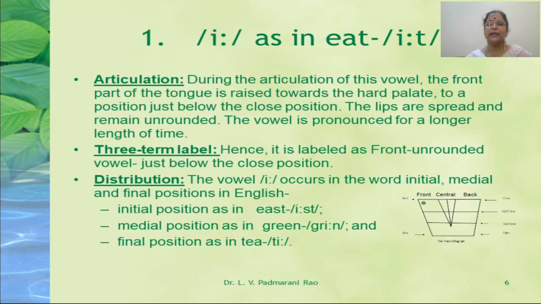Distribution-wise, the vowel E occurs in the word initial, word medial, and word final positions in the English language. The example for the word initial position is east, for the word medial position is green, and for the word final position is team.